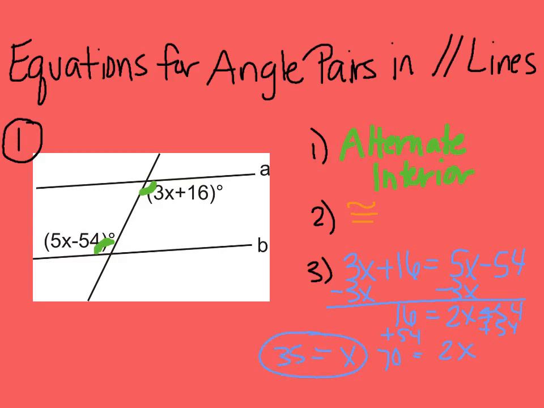Now they may or may not ask you to plug it back in. I'm going to do it for this one just so you can see what it looks like. So if I plug it back into this, I'm going to go 3 times 35 plus 16, and that gives you 121. Plug into this one just to double check, you should get the exact same answer. So 5 times 35 minus 54, if you plug that in your calculator, you also get 121. So what you got is correct.